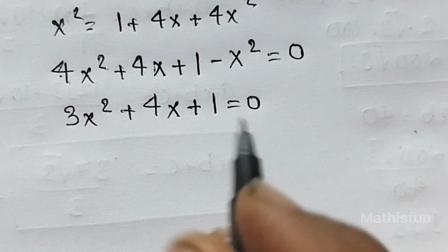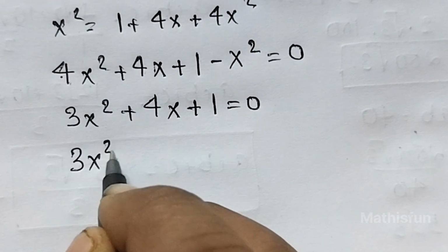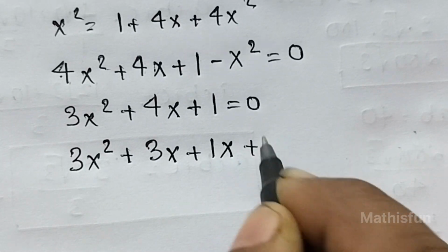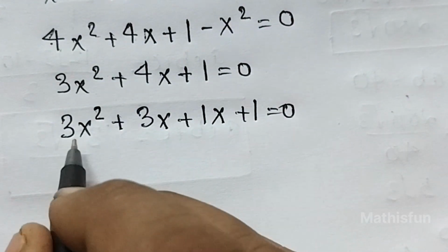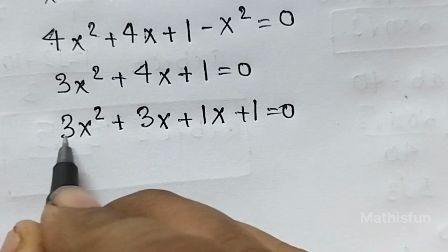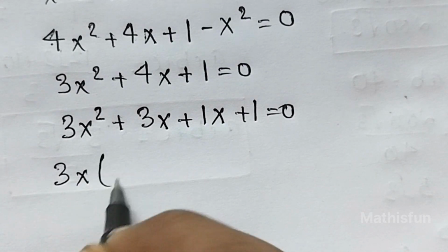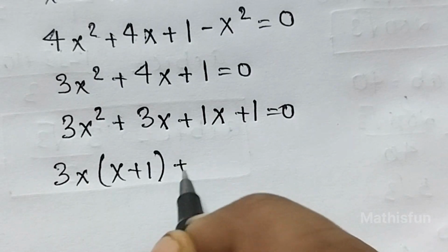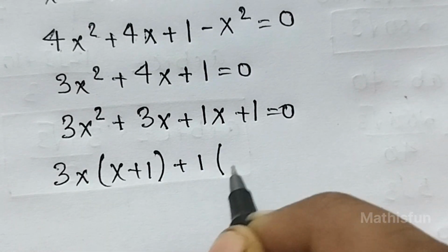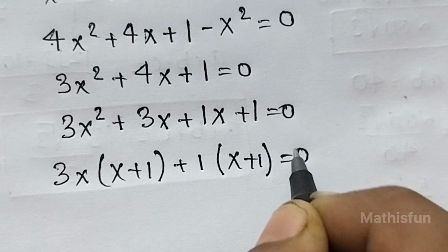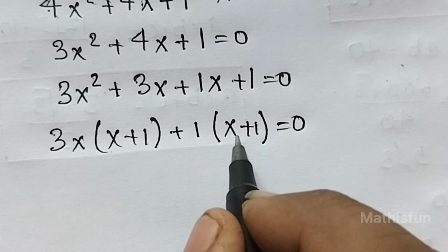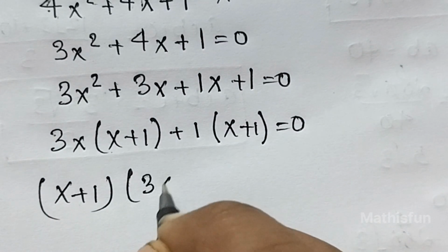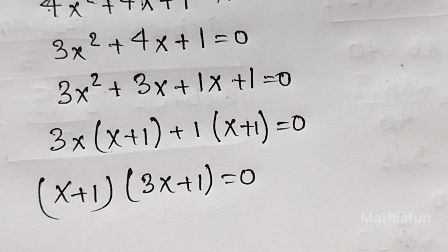Now we use the factorization method, which means 3x squared + 3x + x + 1 = 0. Now from this, 3x is common. So 3x(x + 1) + 1(x + 1) = 0. Now x + 1 is common, so we'll take x + 1 common, and we get (x + 1)(3x + 1) = 0.